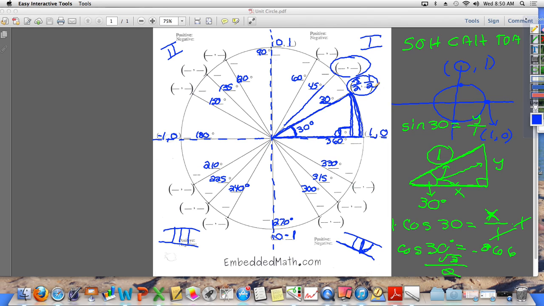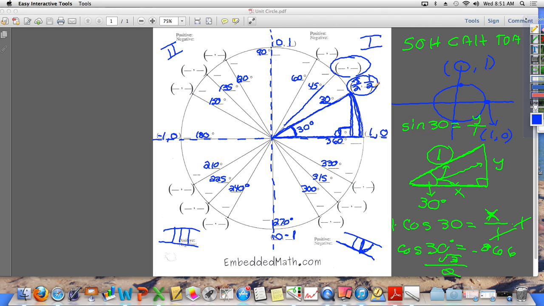So let me just talk to you about what you did. At 30 degrees, to find the x value, all you did was take the cosine of 30 degrees. To find the y value, all you had to do was take the sine of 30 degrees. Okay? So keep that information up here.